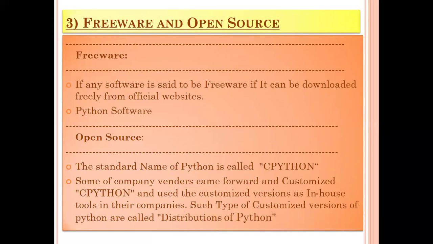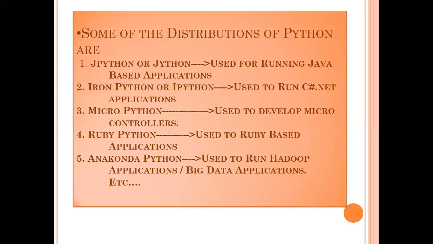Open source, because company vendors can customize it. Otherwise, its standard name is CPython. Company vendors are coming forward and changing the name of CPython as per their usage. Companies running Java-based applications use Jython or JPython. For C#.NET, IronPython. For developing microcontrollers, MicroPython. For Ruby-based applications, RubyPython. And for big data applications, Anaconda Python. As such, we have so many.